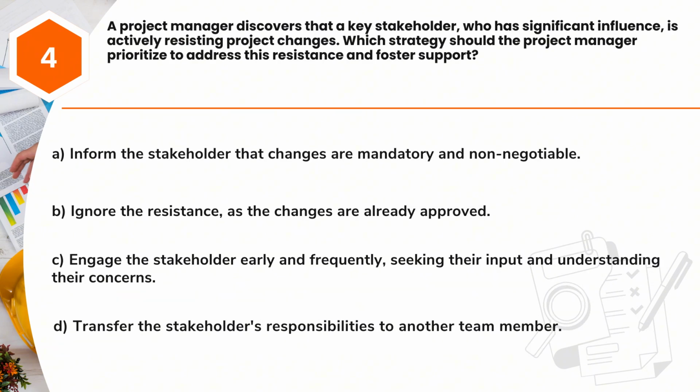Question 4. A project manager discovers that a key stakeholder, who has significant influence, is actively resisting project changes. Which strategy should the project manager prioritize to address this resistance and foster support? A. Inform the stakeholder that changes are mandatory and non-negotiable. B. Ignore the resistance, as the changes are already approved. C. Engage the stakeholder early and frequently, seeking their input and understanding their concerns. D. Transfer the stakeholder's responsibilities to another team member.